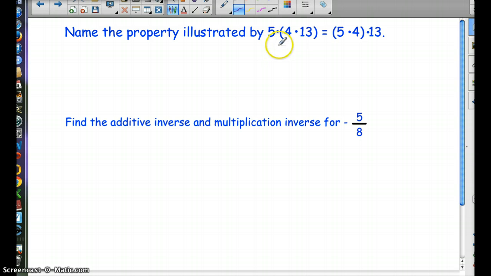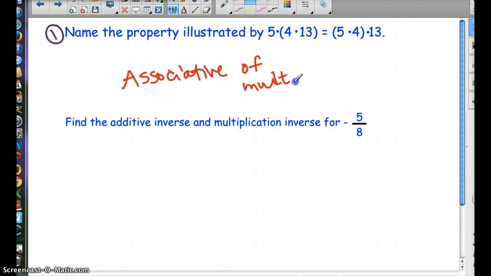Name the property illustrated with this example. So go ahead and pause the video and see if you can do this first example. If you said the associative property, you are correct. It is the associative property of, is this addition or multiplication? Right, it's of multiplication. Okay, and make sure you don't abbreviate associative. Okay, that can get you into trouble.